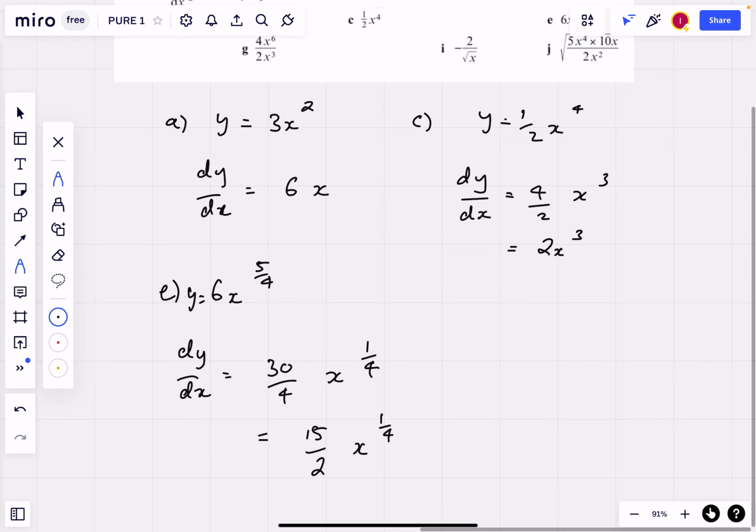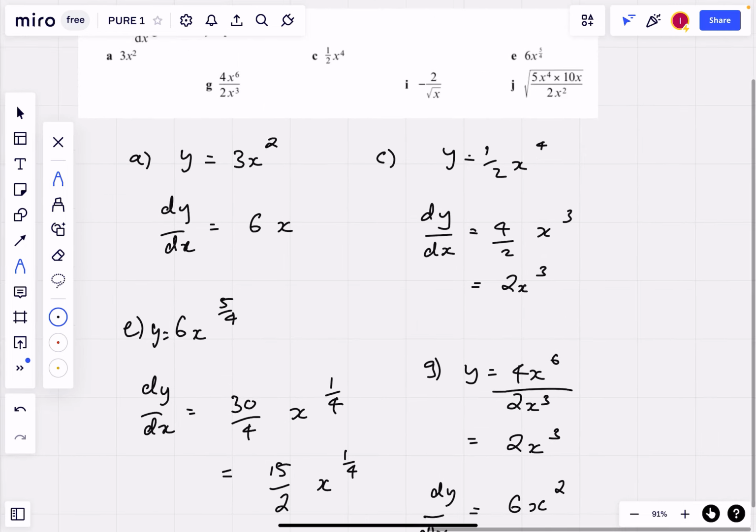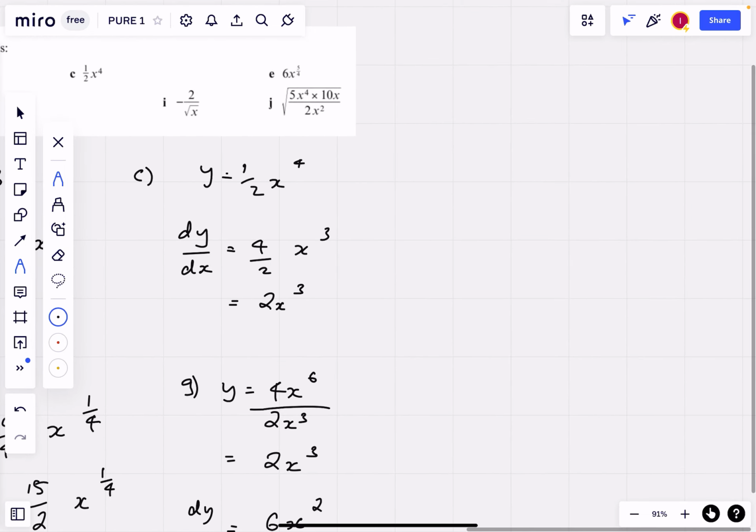Now we can move on to G. Y equals 4x to the power 6 over 2x cubed. Let's simplify that first. 2x cubed. Now we can differentiate. Times by the power 6, write your letter, minus 1, 6x squared. Cool. I, let me write I here.